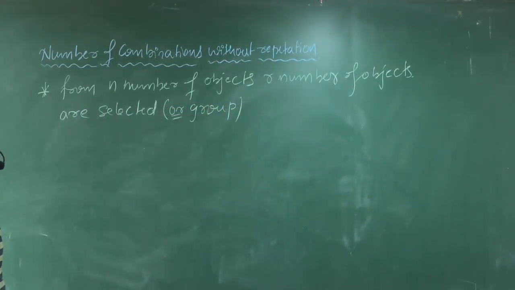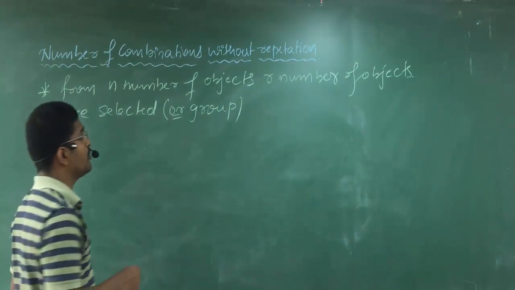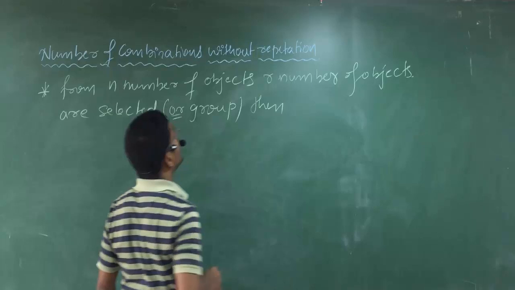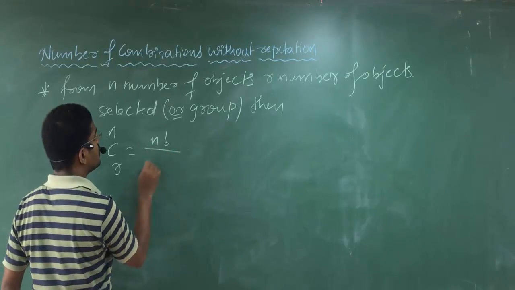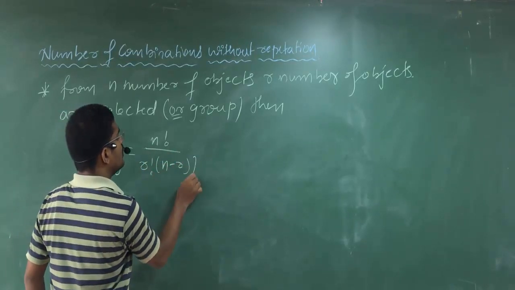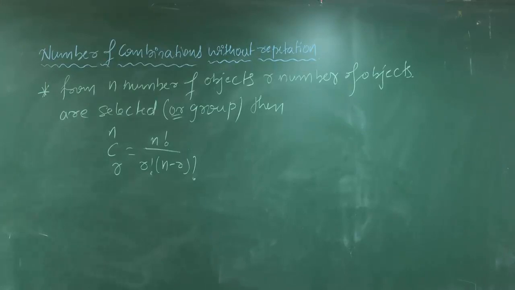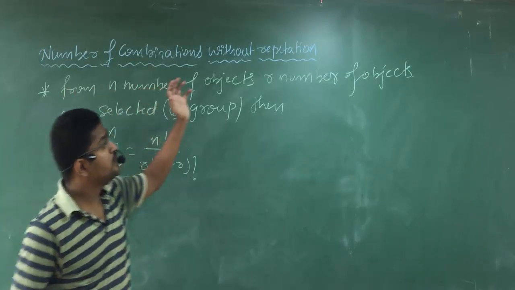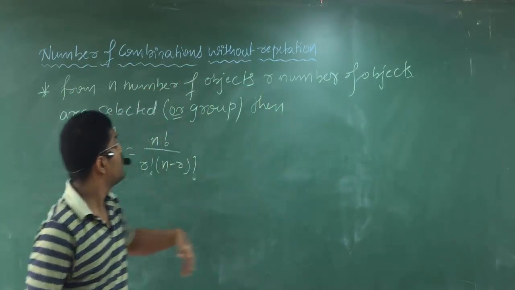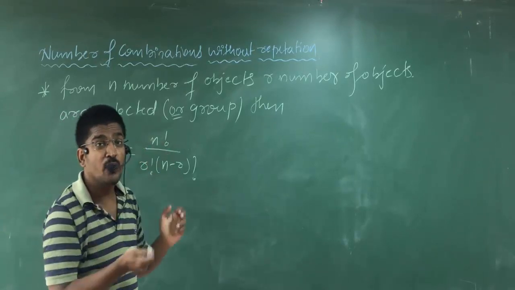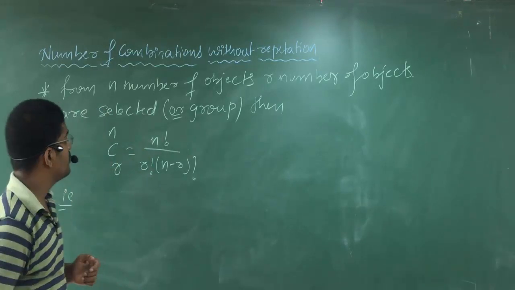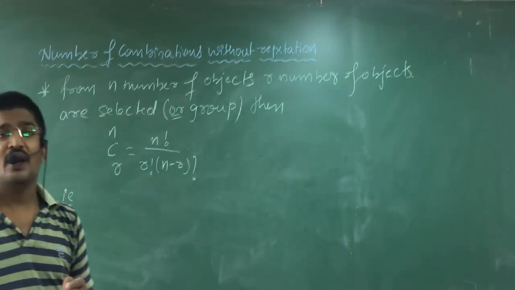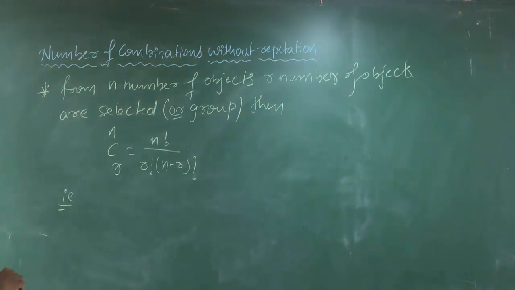From n number of objects, r number of objects are selected or made a group, then combination means nCr will be equal to n factorial divided by r factorial into n minus r factorial. Let us see what happens here. See, n number of objects are there, r number of objects are selected or made a group, then combinations are nCr equal to n factorial divided by r factorial into n minus r factorial. For that reason, let us see here.